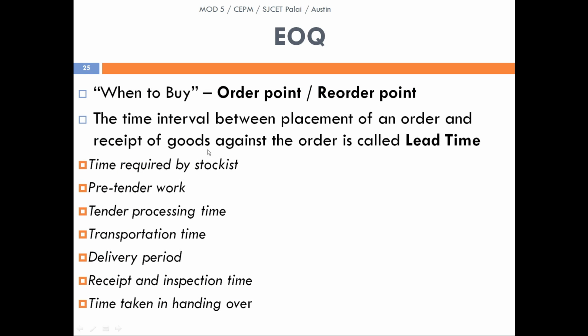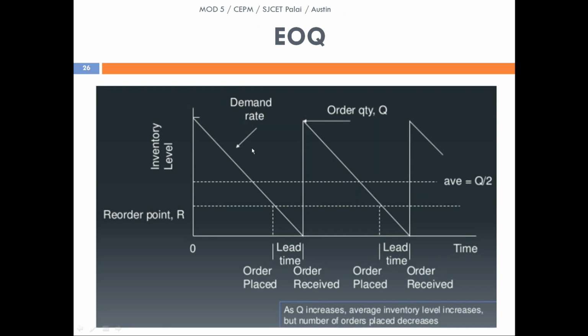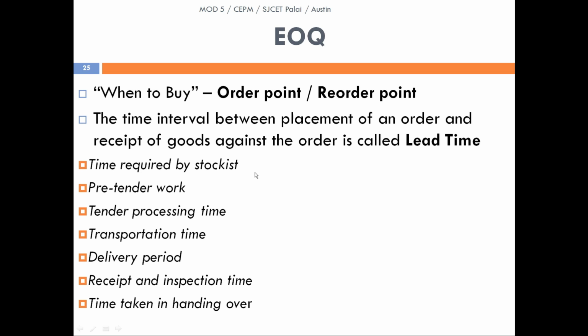So the time interval between the placement of an order and receipt of goods against the order is said to be the lead time. The same thing that we have discussed here, the time gap between the order placed and order received, is said to be the lead time. So how is the time incurred in the lead time? Time required by stockist, pre-tender work. We know that we don't order something online without any pre-tender work or contract, so we have to invite tender work. So pre-tender work, tender processing time, transportation time for the worker, delivery period, receipt and inspection time, the time taken in handing over.